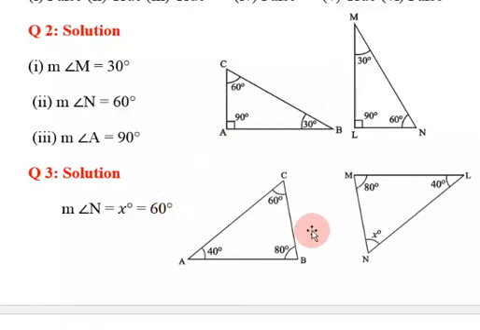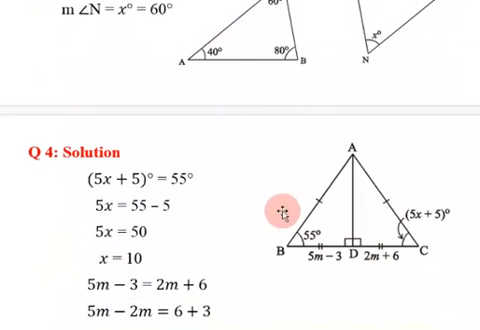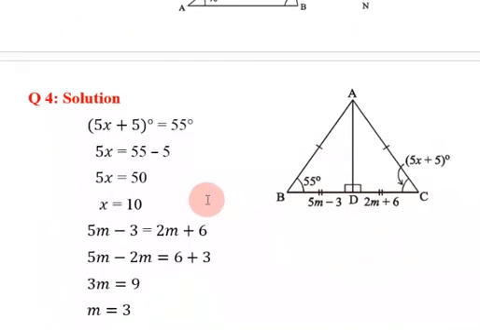Okay, same way these are congruent triangles, so their corresponding angles will be equal. So 40 will be equal to 40 and 80 will be equal to 80. So angle C will be equal to angle N. It means the value of x will be equal to 60 degrees. Okay, now moving to question number 4.